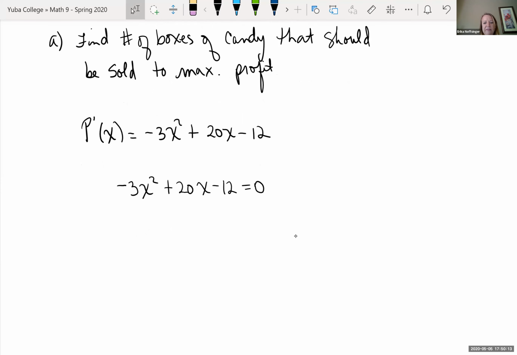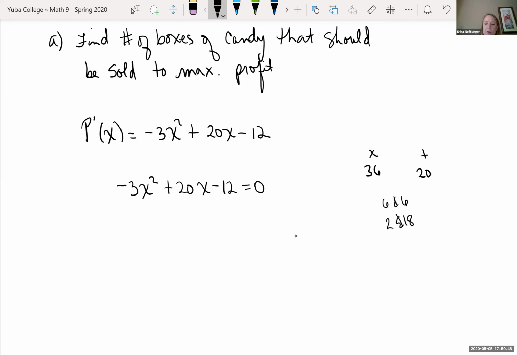So I can try to factor this. I can use my quadratic formula. I'm not liking that. Yeah, not too bad of numbers. -3 times -12, that's positive 36. Anything that multiplies to 36 and adds to 20? Well, 6 and 6 are not going to work. 36 and 1 aren't going to work. 2 and 18 work.